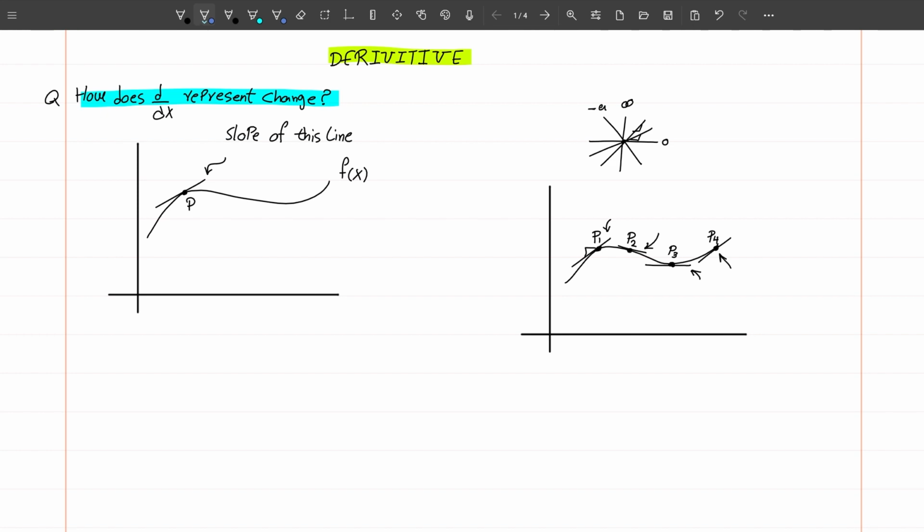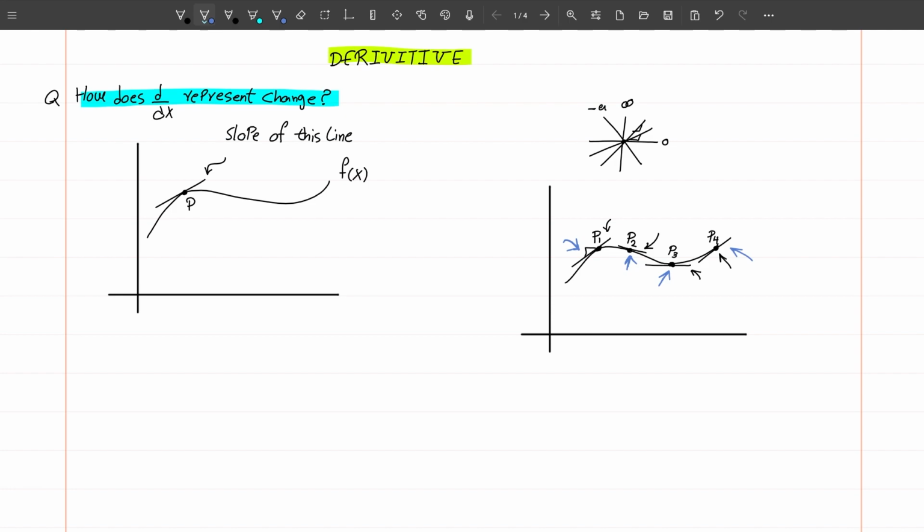P4. We can see that this line has a positive slope and this one has a negative slope. The tangent line on the point P1, meaning this line, has more slope than this tangent line on the point P2, and the slope of the tangent line on the point P3 is 0, this line here, and the tangent line on the point P4 has a positive slope, maybe even more positive than the slope of the tangent line on the point P1.